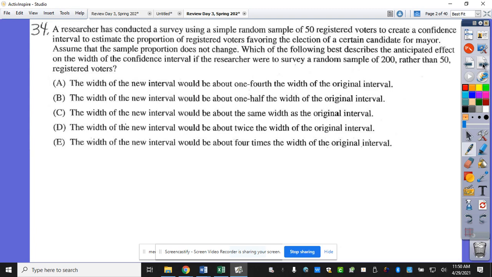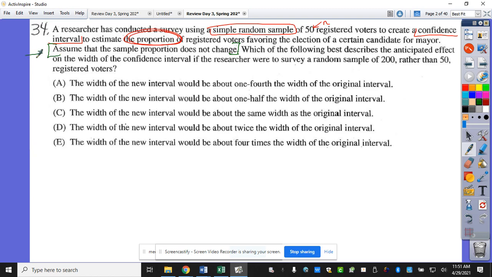I think I'm going to start this problem with an idea instead of how to answer it. So researchers conducted a survey using a simple random sample of 50 registered voters to create a confidence interval to estimate the proportion of registered voters favoring the election of a certain candidate for mayor. So assume the sample proportion does not change. That's actually extremely, extremely important, but most of you probably won't pay attention to or think about that.